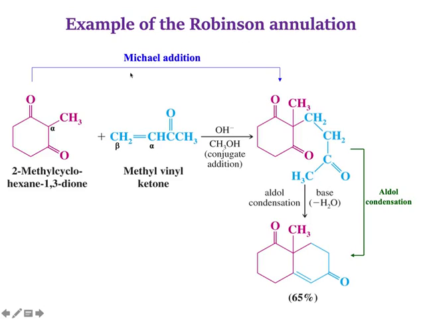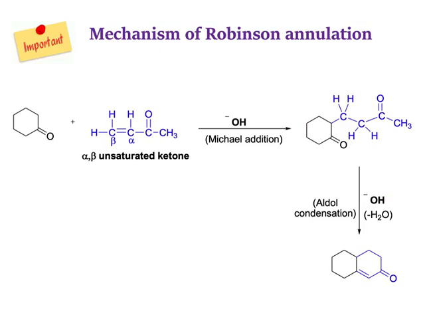So the overall mechanism we call Robinson annulation involves Michael addition, and lastly involves Aldol condensation. That is Robinson annulation. So for the mechanism of Robinson annulation, this ketone reacts with this unsaturated ketone. Okay, so this part is the Michael addition, this base.